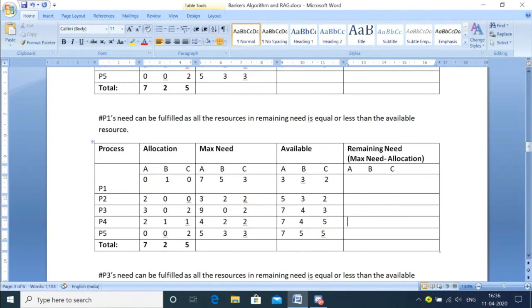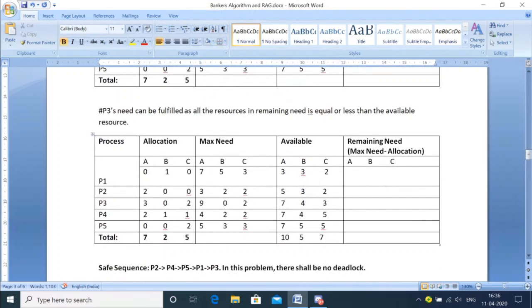So once it freezes out, what will be the final table? It's out from the system, so whatever value P3 was holding, it will add. So this was the availability. I'll add 7 plus 3, is how much? 10. Then 5 plus 0 is 5. Then 5 plus 2 is how much? 7.